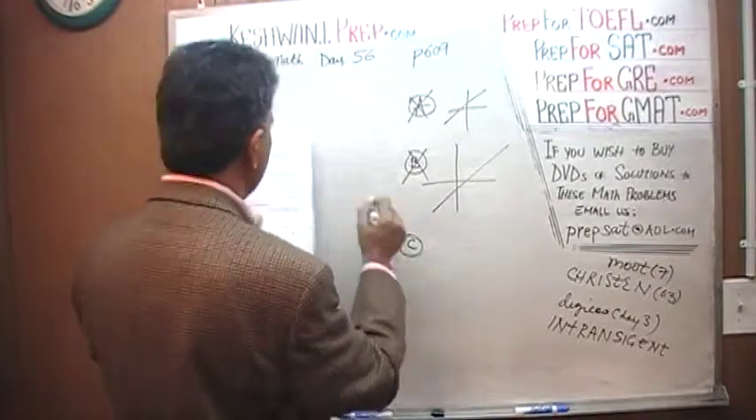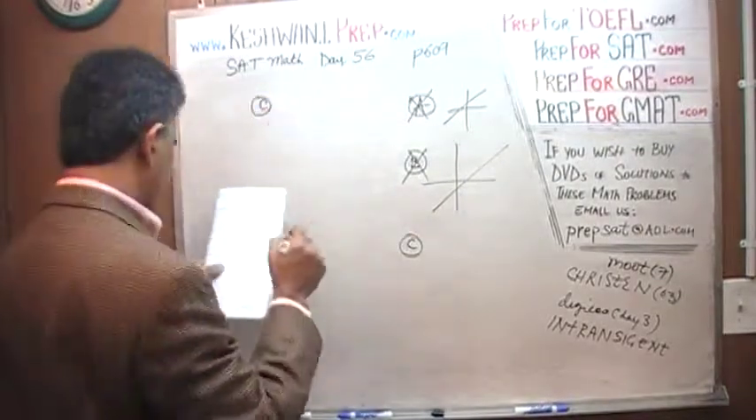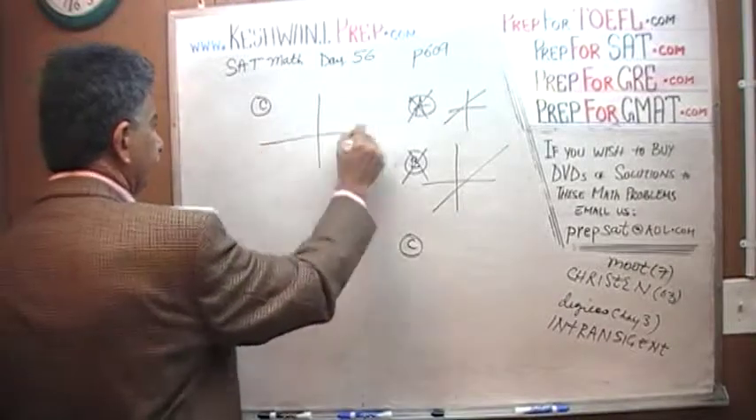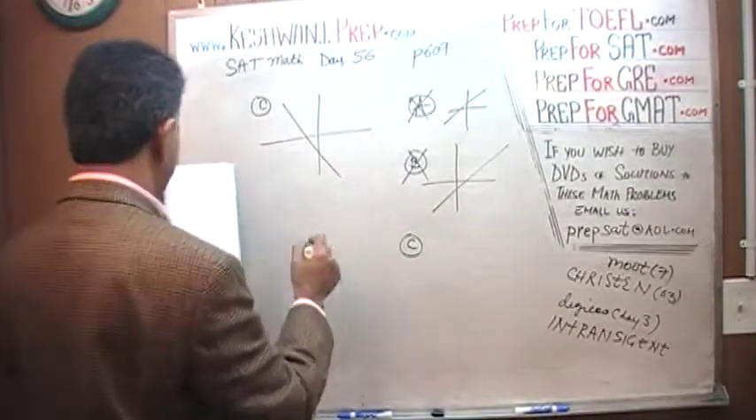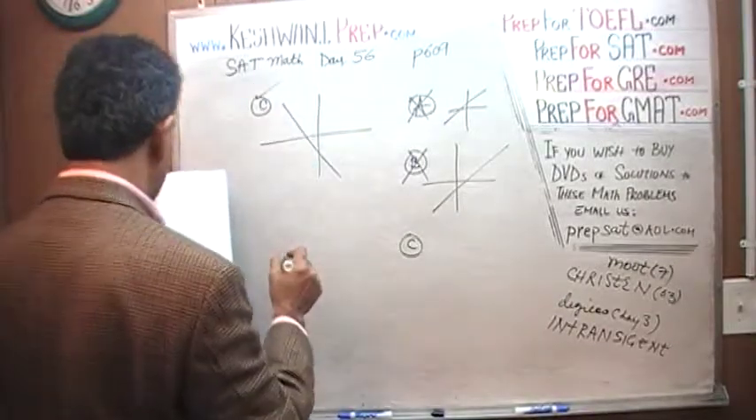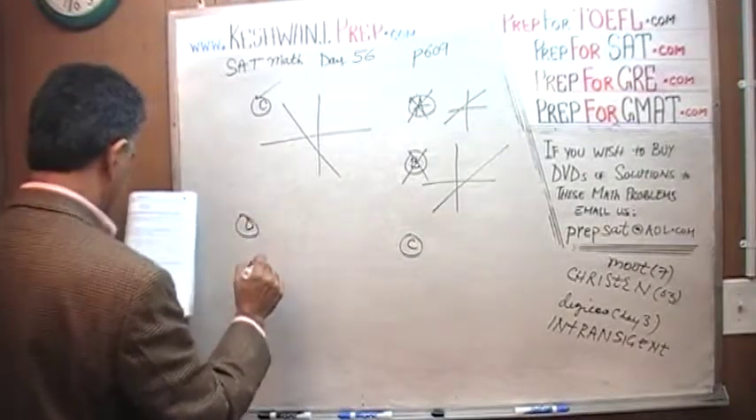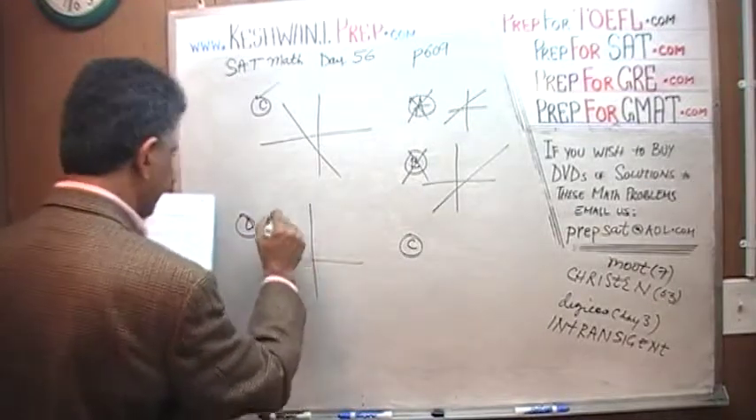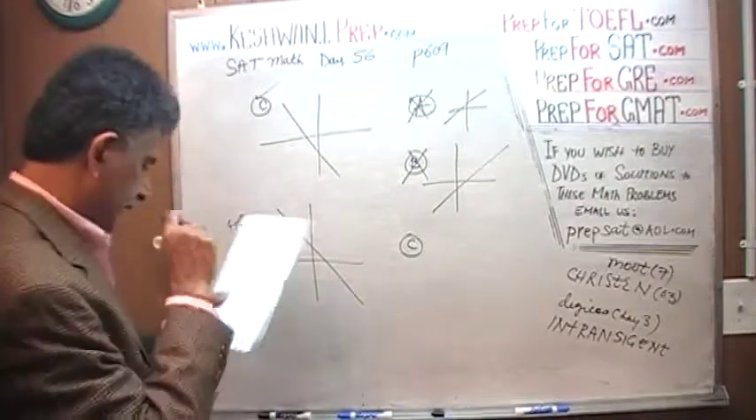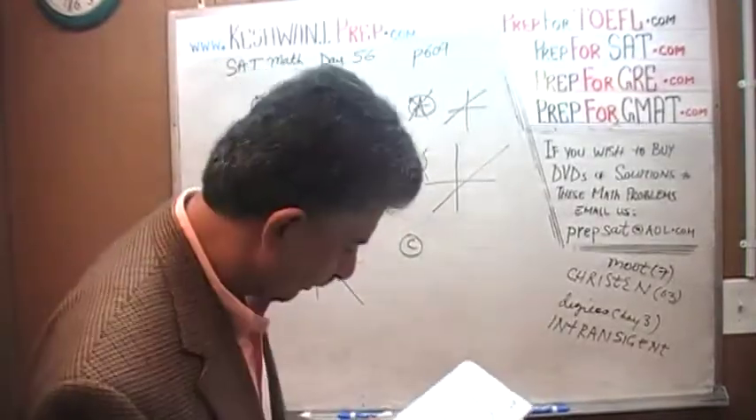C would work. Let's put C up here. C would work. C is a negatively sloped line. That would work. And D is also a negatively sloped line. That would work. And E is a negatively sloped line.